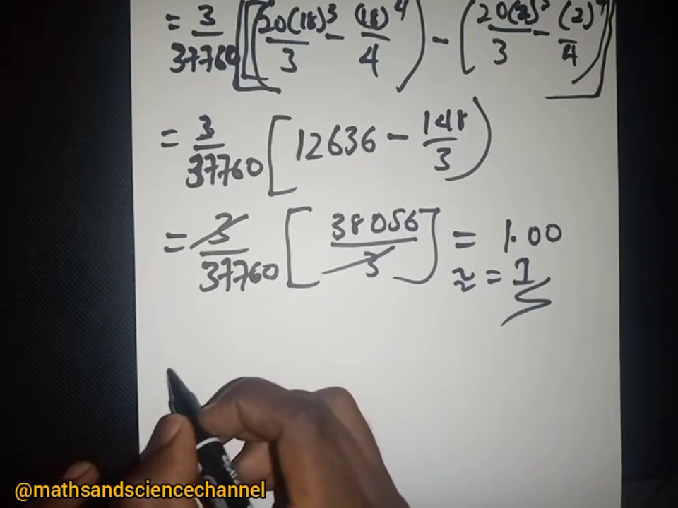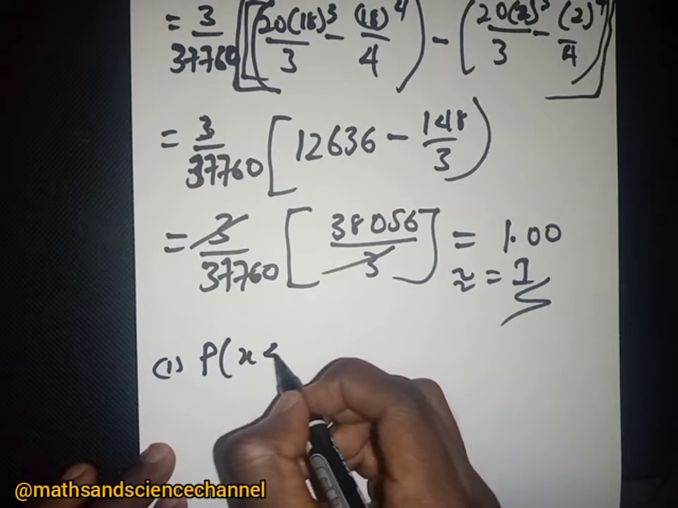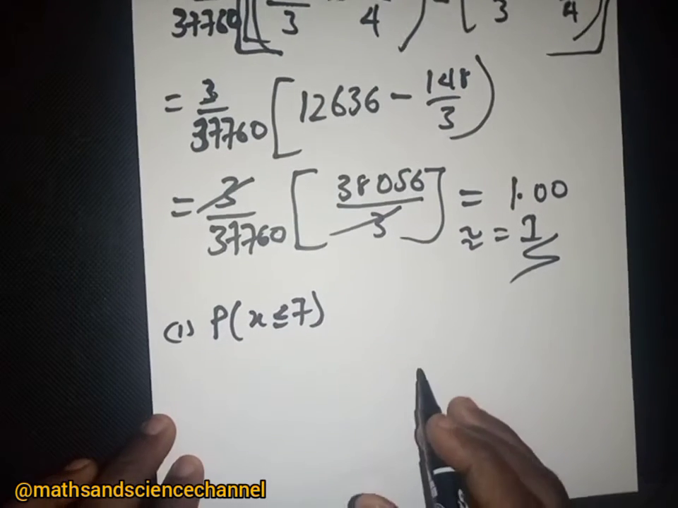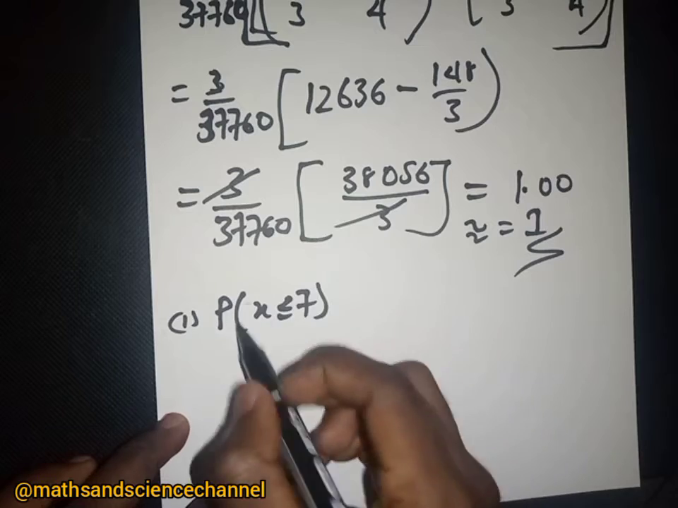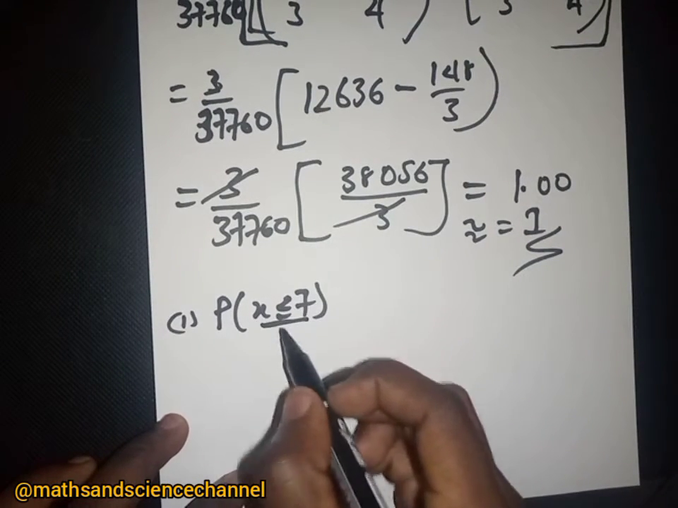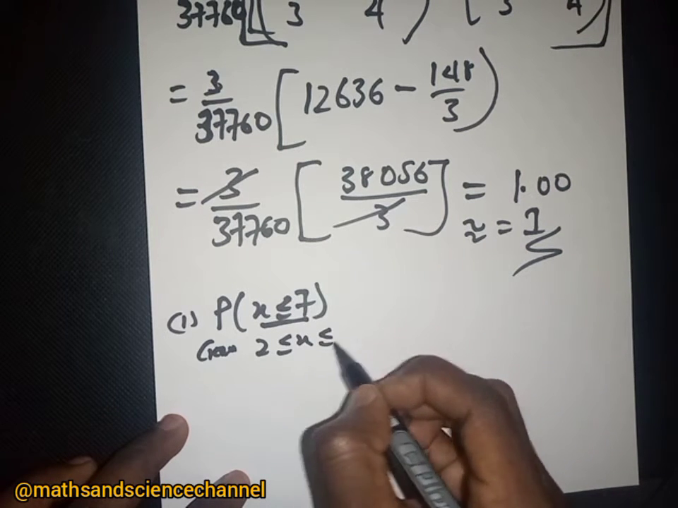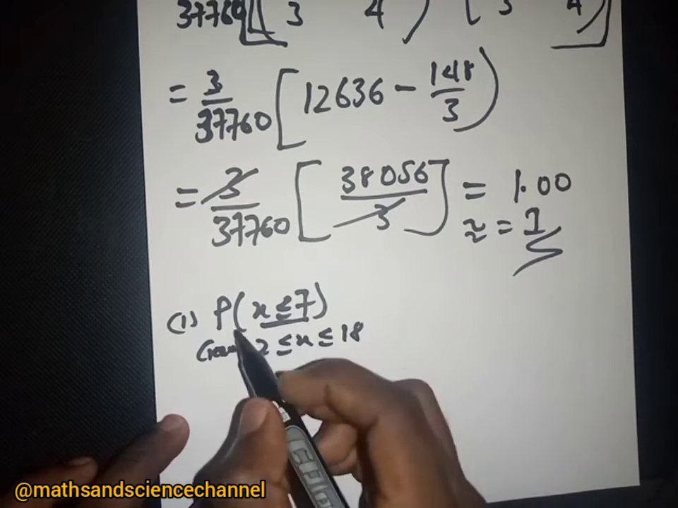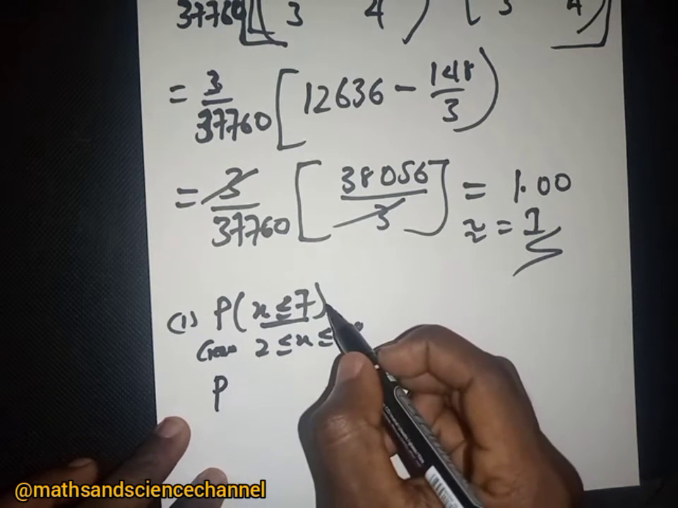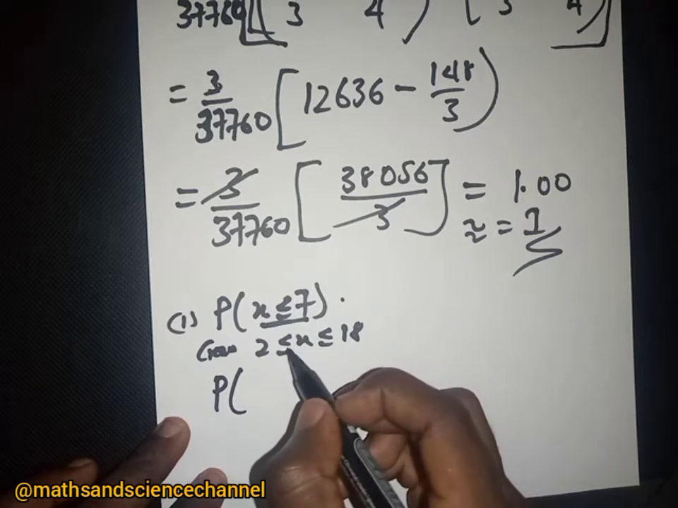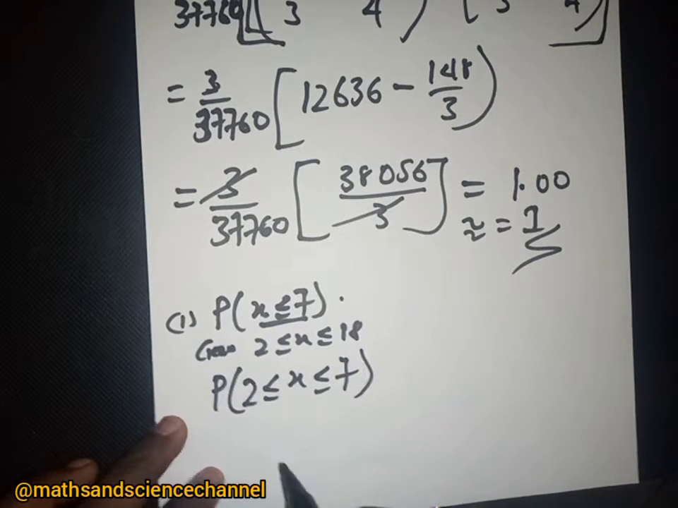Now the second question says that we should find the probability that s is less than or equal to 7. If you look at the range over here, the general range was given as 2 less than s, which is less than or equal to 18. We realize that when we are taking values which are less than or equal to 7, it's just going to look like this, it's going to stop here.